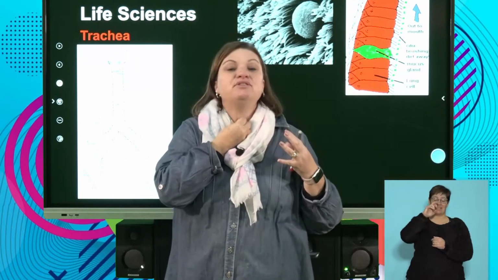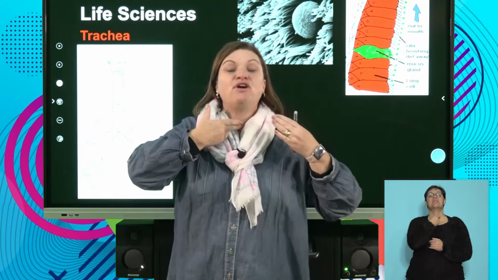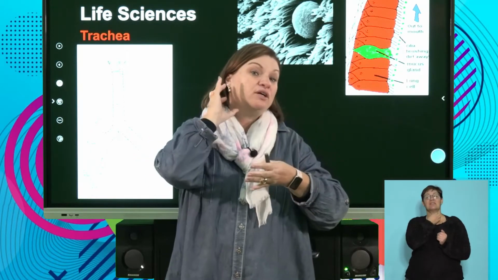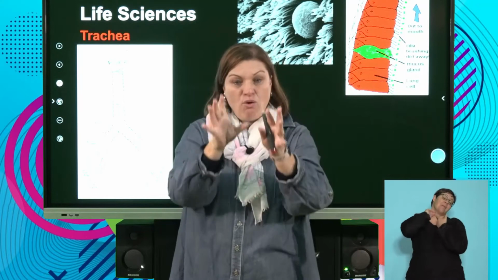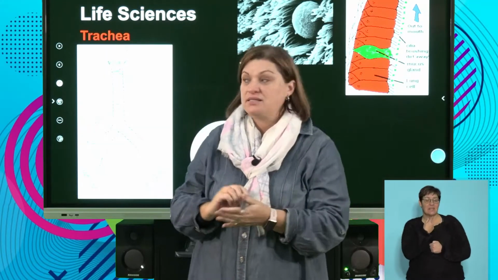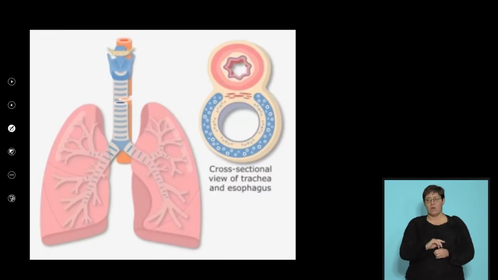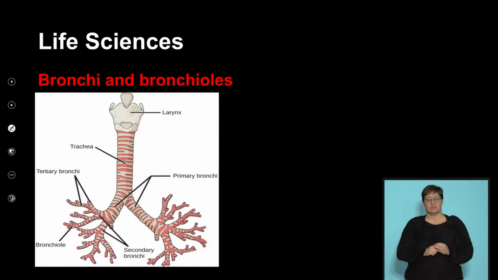Then it travels down the front here. Remember, the front was the trachea. The esophagus was at the back. And it goes all the way down, and then it must divide. And the reason it must divide is because we have two lungs.